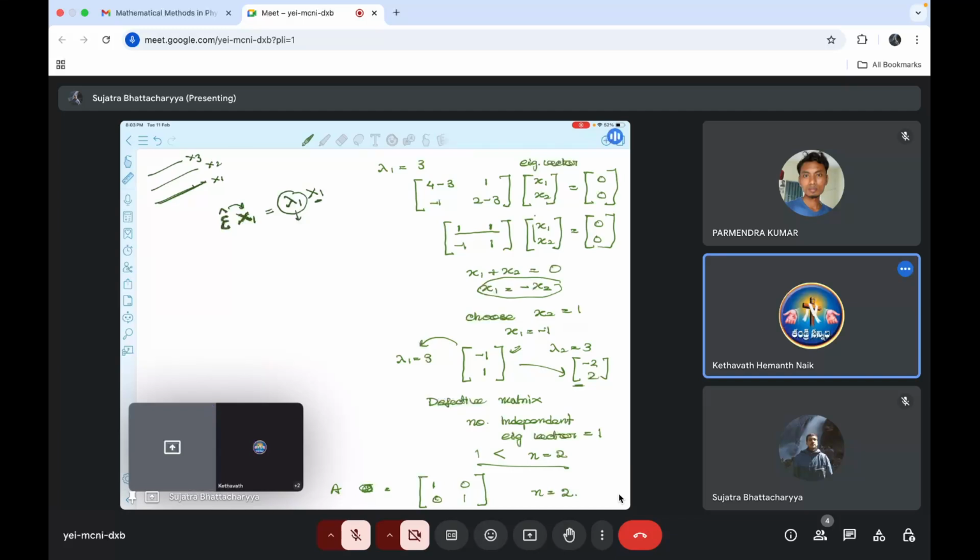Correct, correct. So orthogonality is that they're independent. One state is independent of the other. That is what it says.